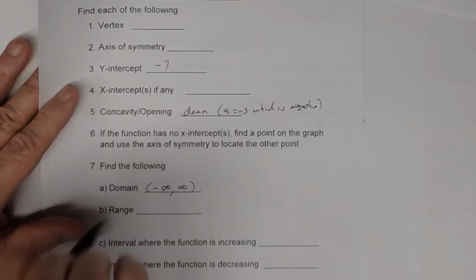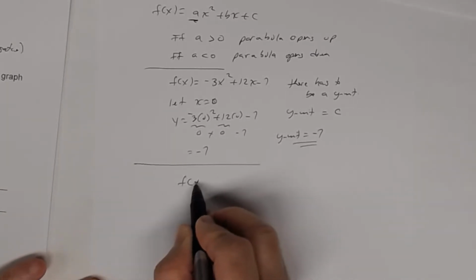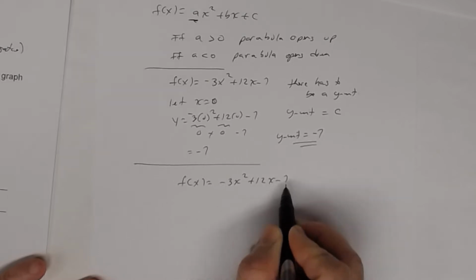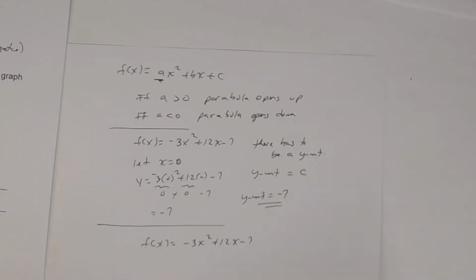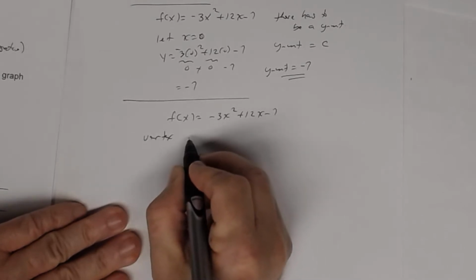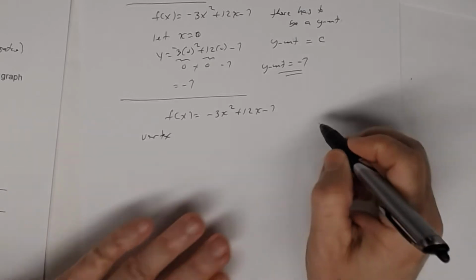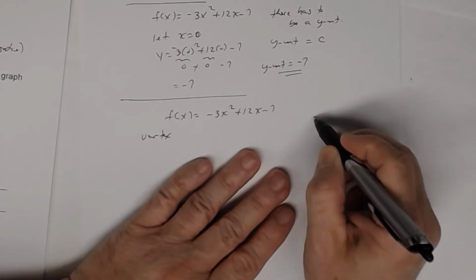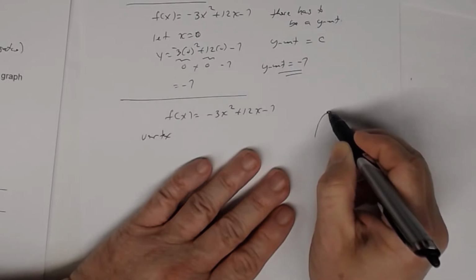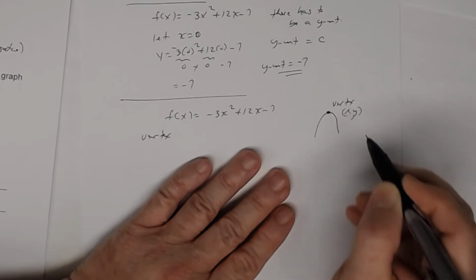Okay, now let's go ahead and find the vertex. So let me write the function over: f of x equals negative 3x squared plus 12x minus 7. Remember, your vertex is a point. You know right away that the parabola opens down, so here's your vertex. Your vertex is a point, x, y.